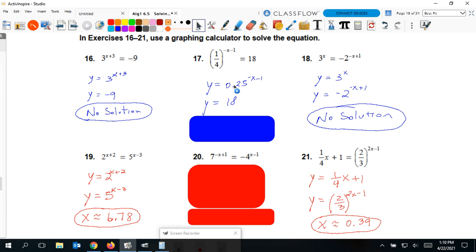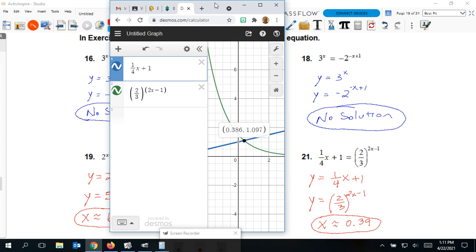You could have put 0.25 as your base. Now this one's going to connect right at 1.085, so right there, or you could have put 1.09 if you rounded it up, that's fine. But you should have got an answer of 1.085. Let's take a look at that one real quick.